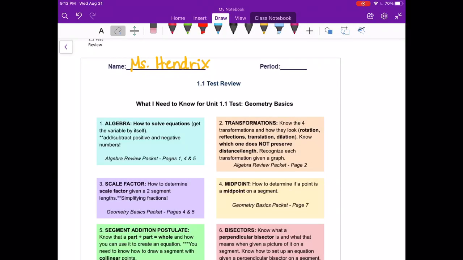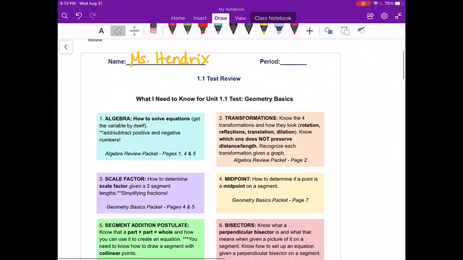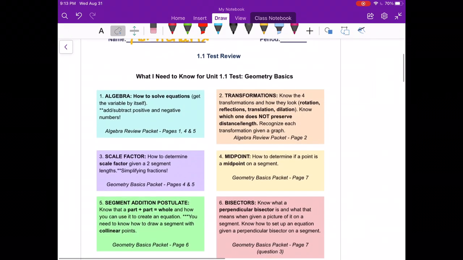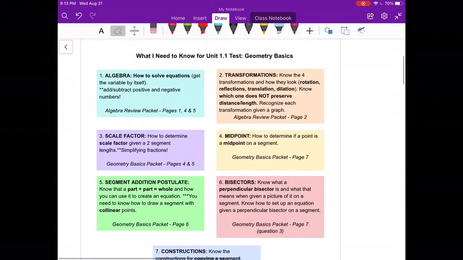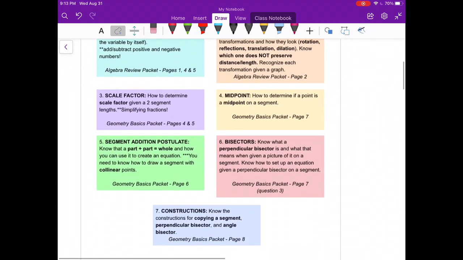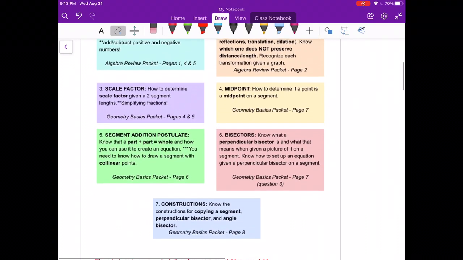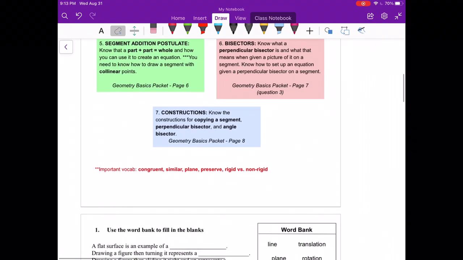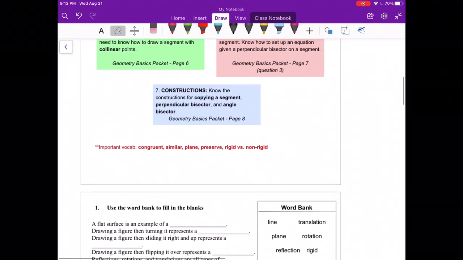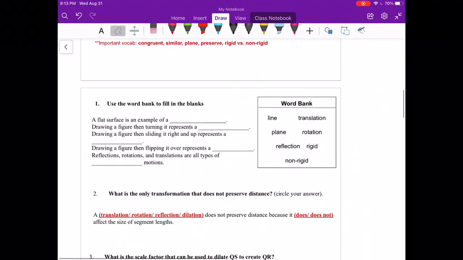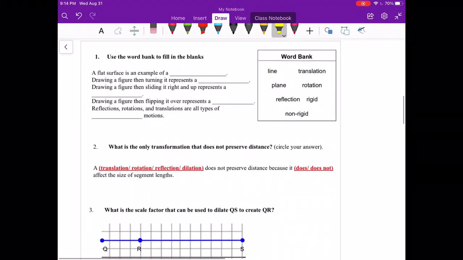Hello, everybody. What we're going to do right now is go over the 1.1 test review. So right here on this page, you'll see everything that you need to know in order to complete this test successfully. So let's just jump right in and get to problem number 1.